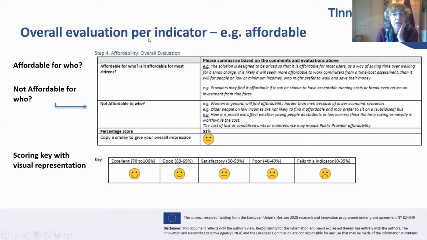And this is just to show that we do this for every indicator. Here's the one for affordable. So again, at the end of going through all the different groups, we say, who's it affordable for and who's it not affordable for? So again, we give a score, and we included a smiley rating just because it's a more visual way of giving an approval than a number.